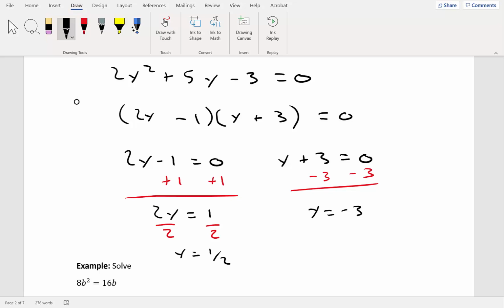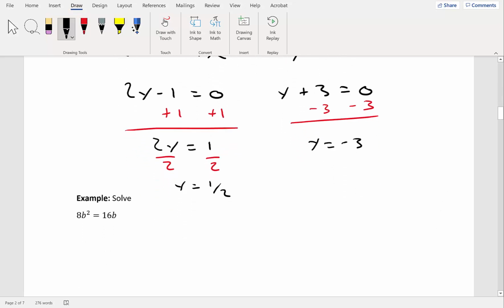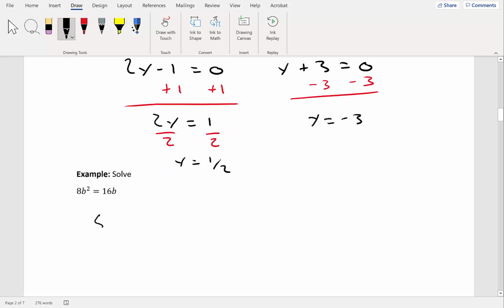Let's take a look at another problem. We have 8b squared is equal to 16b.